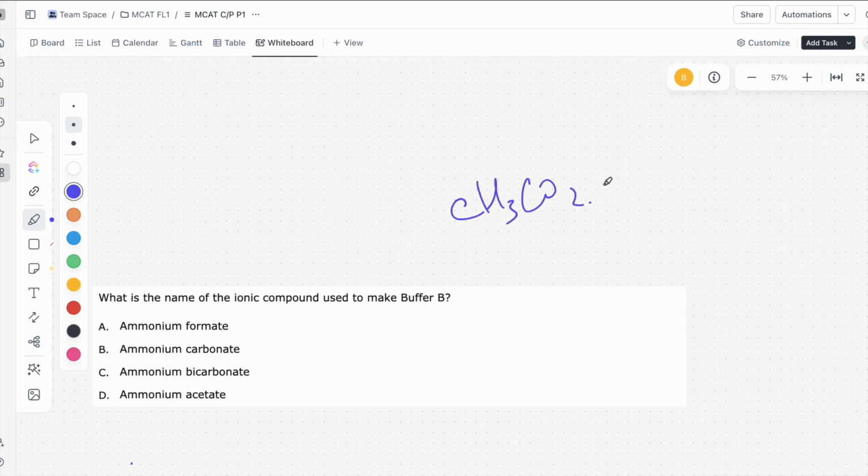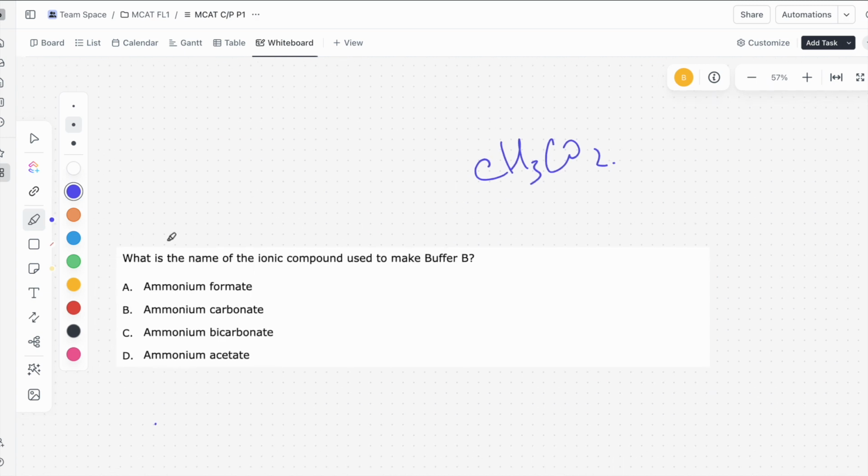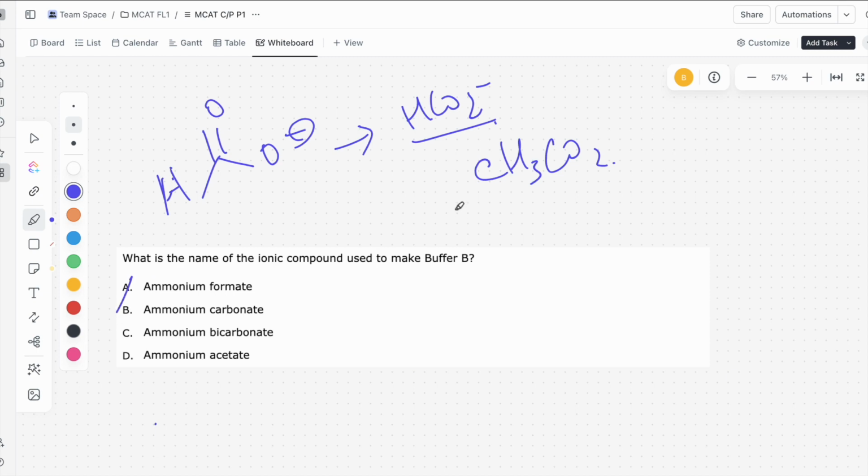Now, unfortunately, from here there really is not much else you can do other than just know what these different compound formulas are, or the structures, which you can figure out the formula from. So we'll just go through that. So ammonium formate. What is formate? Formate is this right here. What would the formula for this be? HCO2 minus, right? A cannot be correct.